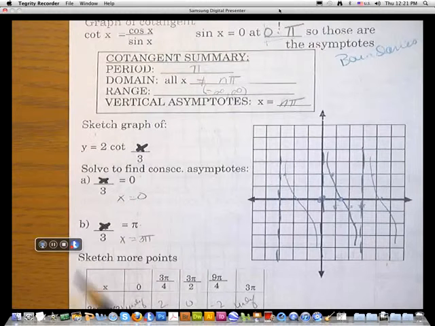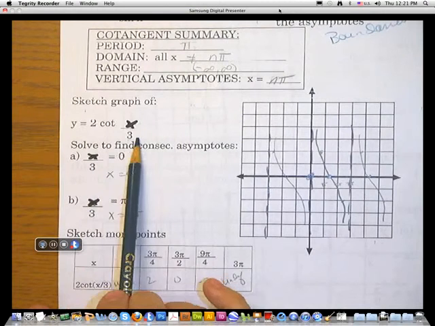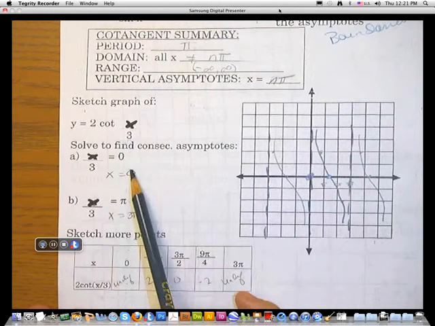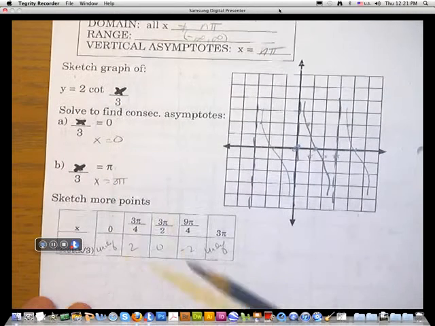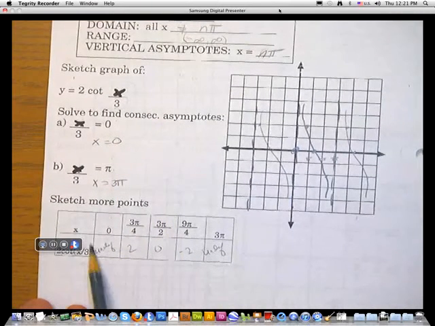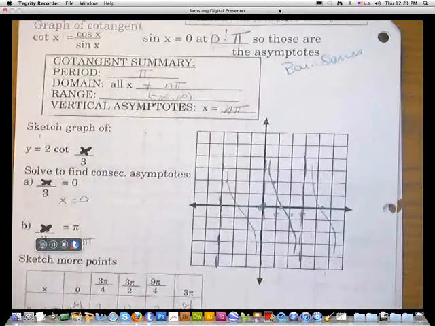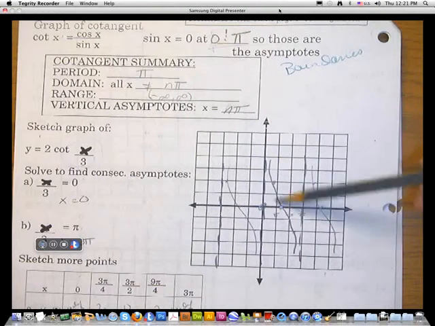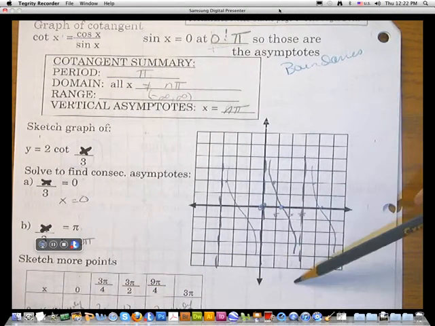So in this case, we have 2 cotangent of x over 3. We set the part to our first boundary of 0, second boundary of pi, and we fill in some more exact points. Cotangent and tangent are reciprocals of each other, so it makes sense that cotangent would go downwards, whereas tangent increases, cotangent decreases.